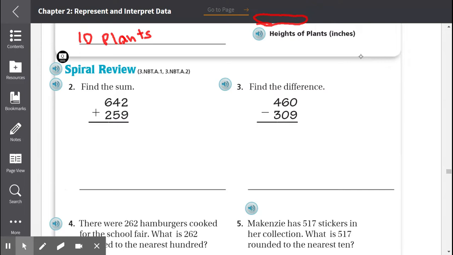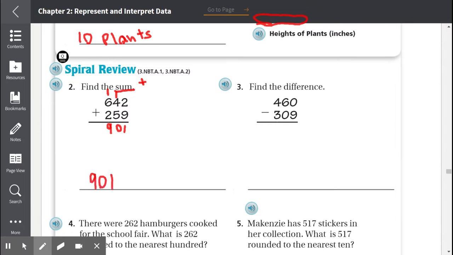Number 2, find the sum. We know the word sum means to add. So let's begin adding, starting with the ones place. 2 plus 9 equals 11. We carry our 1 to the tens place. 1 plus 4 equals 5. 5 plus 5 equals 10. We carry our 1. 1 plus 6 equals 7. 7 plus 2 equals 9. The sum is 901.